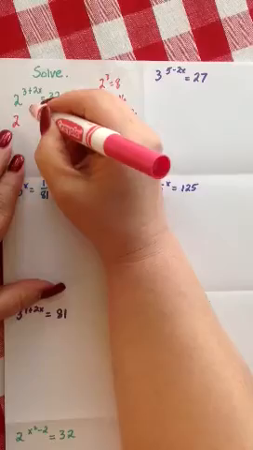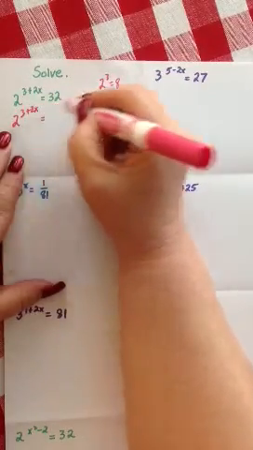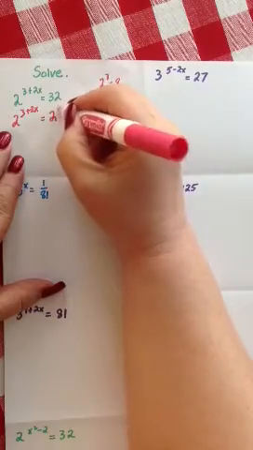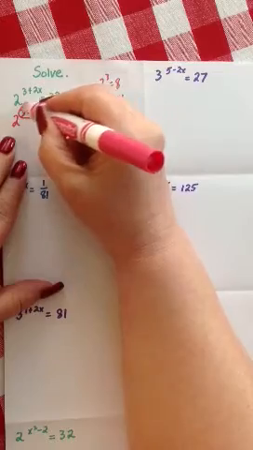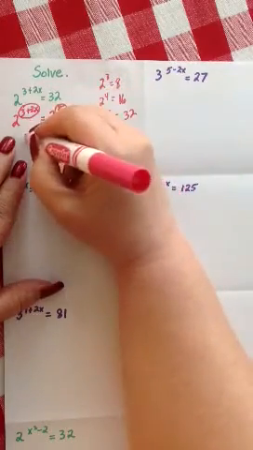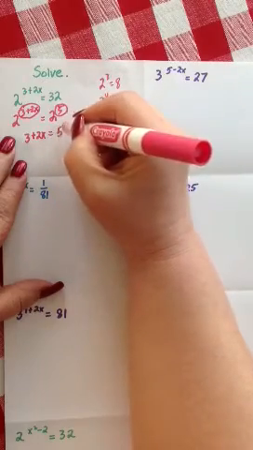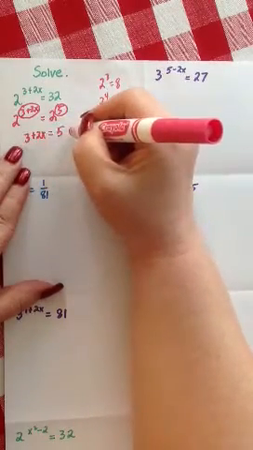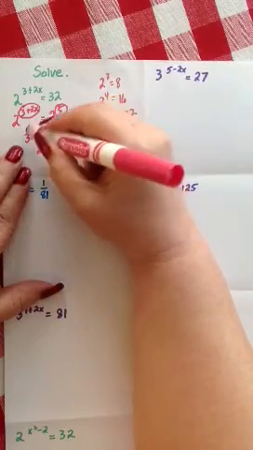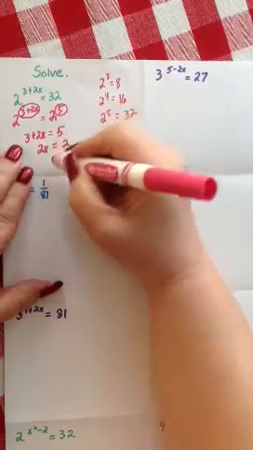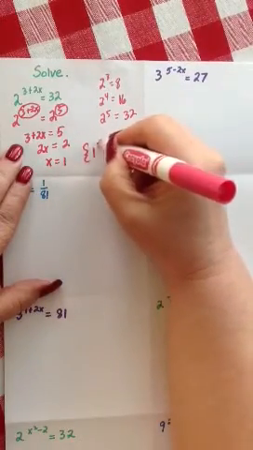So I'm going to say 2 to the 3 plus 2x is equal to 2 to the fifth. And as soon as you write them as powers of the same base, you can set the exponents equal to each other. So that gives me 3 plus 2x is equal to 5. So I subtract 3 from both sides. So I get 2x is equal to 2, because 5 minus 3 is 2. Divide both sides by 2, so x is 1. So my answer is 1.